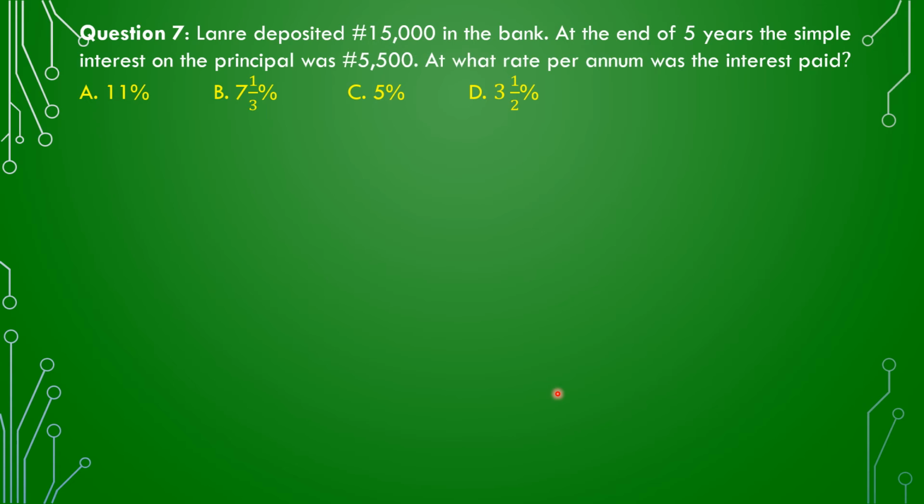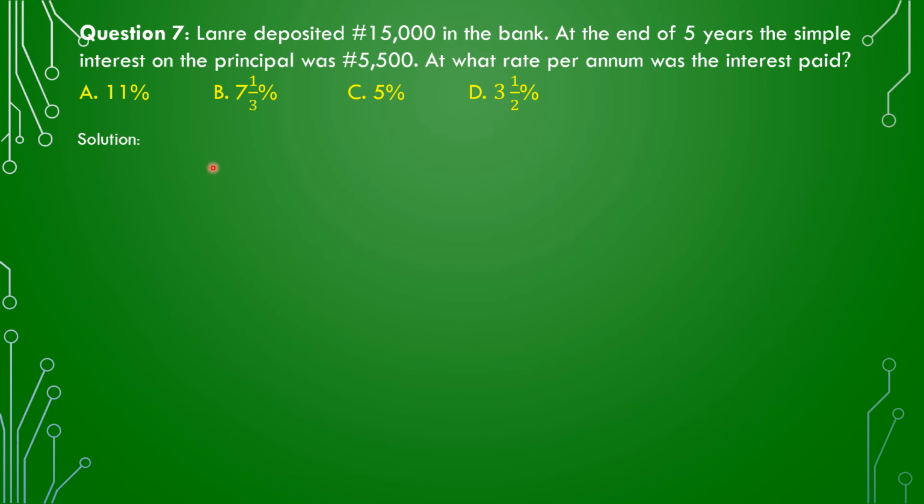So the next question, question 7. Lanre deposited 15,000 naira in the bank. At the end of 5 years, the simple interest on the principal was 5,500 naira. At what rate per annum was the interest paid? The options given are A, 11%, B, 7.25%, C, 5%, and D, 3.5%.